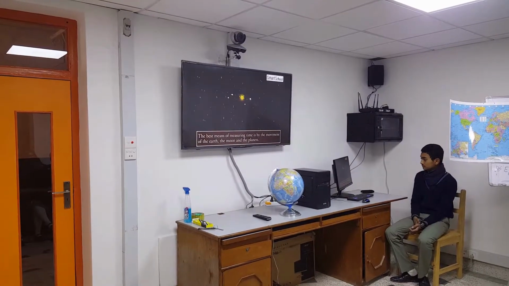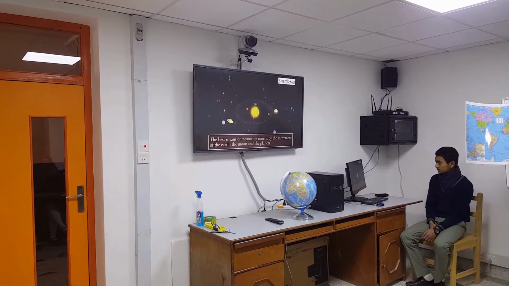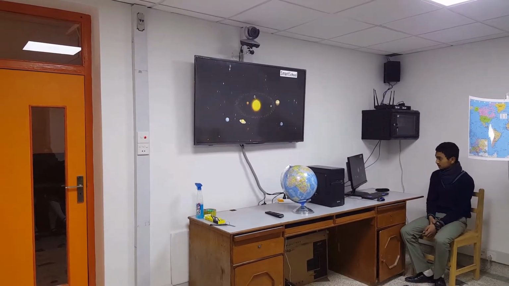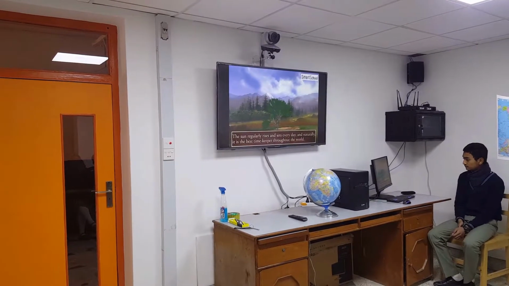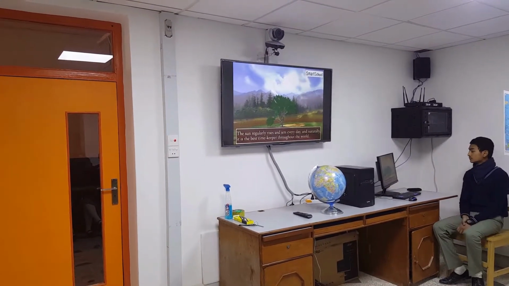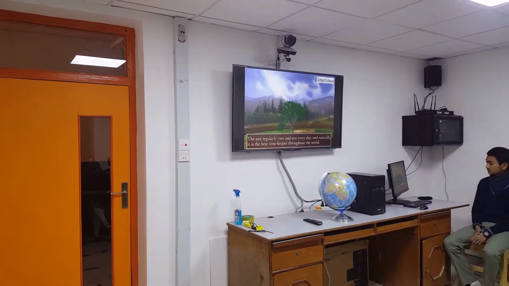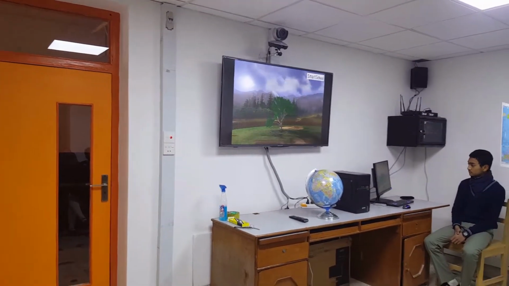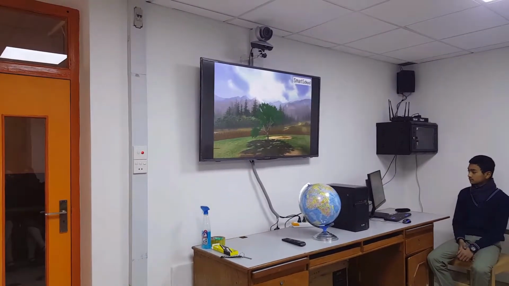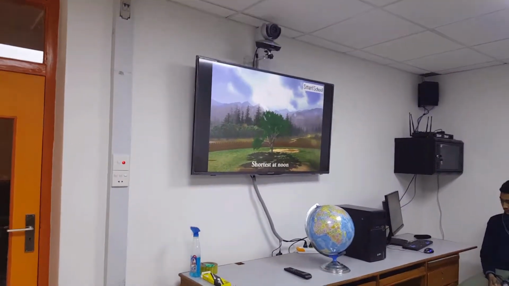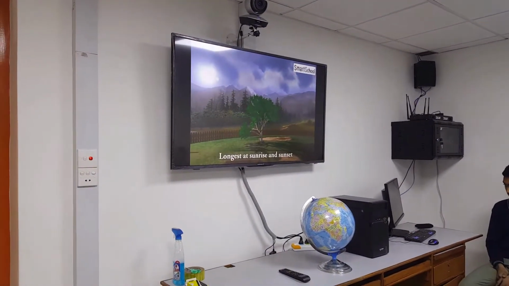The best means of measuring time is by the movement of the Earth, the Moon and the planets. The Sun regularly rises and sets every day, and naturally, it is the best timekeeper throughout the world. Local time can be reckoned by the shadow cast by the Sun, which is the shortest at noon and longest at sunrise and sunset.